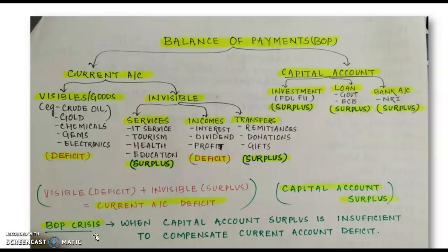Now understand this, the BOP crisis. As I said earlier, when the capital account surplus is insufficient to compensate the current account deficit, we call it BOP crisis or balance of payment crisis, right? So in general, we have surplus in capital account, but in general, we have deficit in current account, right?